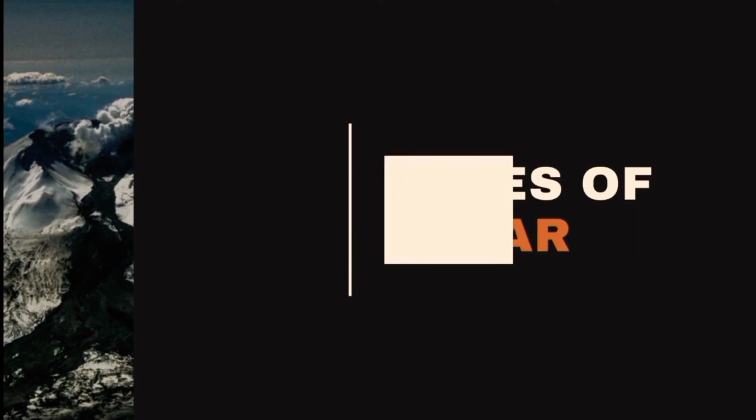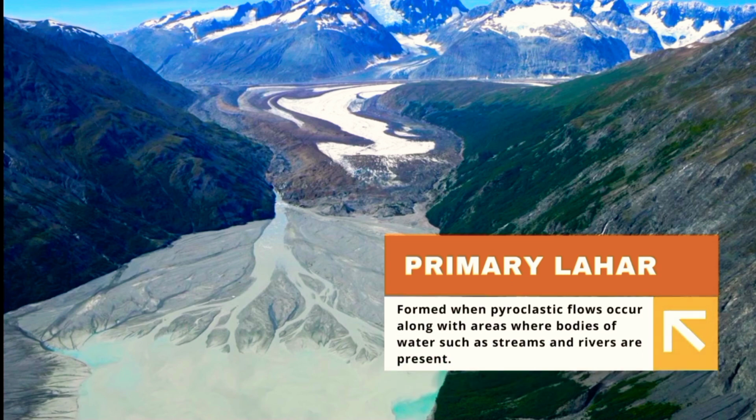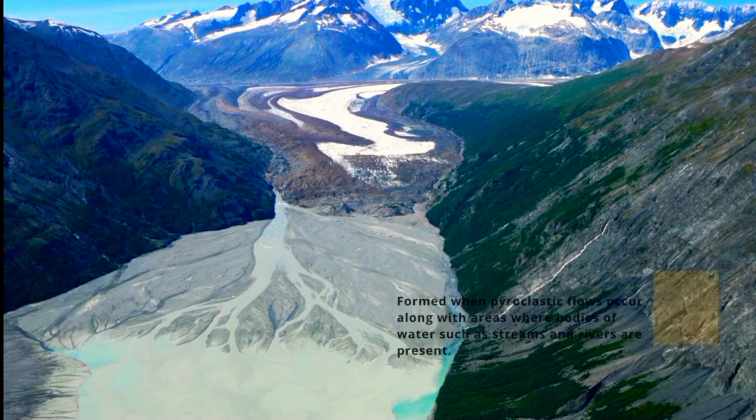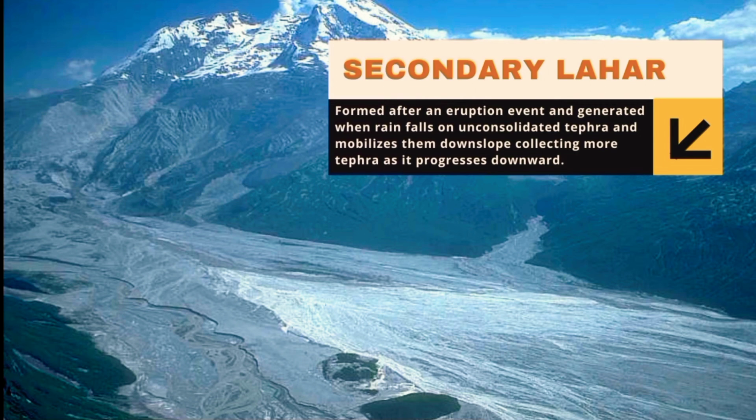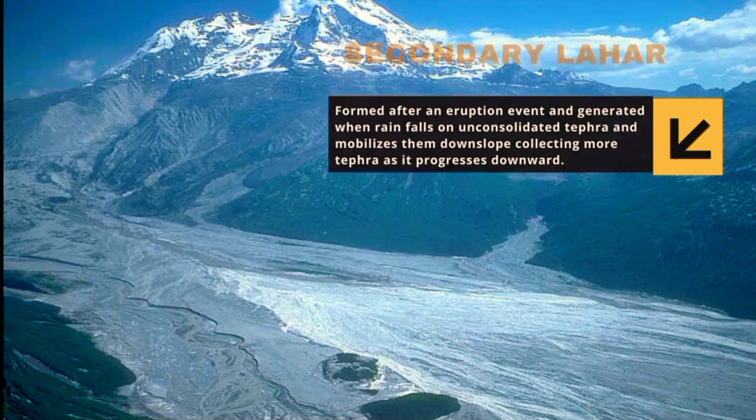Two types of lahar. Number 1. Primary lahar. It is formed when pyroclastic flows occur along areas where bodies of water such as streams and rivers are present. Number 2. Secondary lahar. Formed after an eruption event and is generated when rain falls on unconsolidated tephra and mobilizes it downslope, collecting more tephra as it progresses downward.